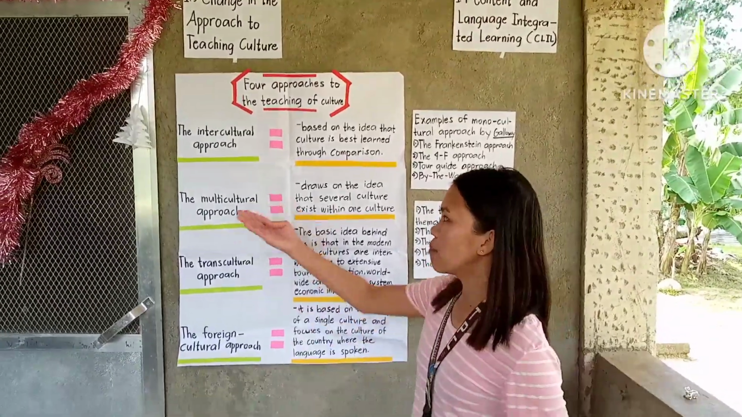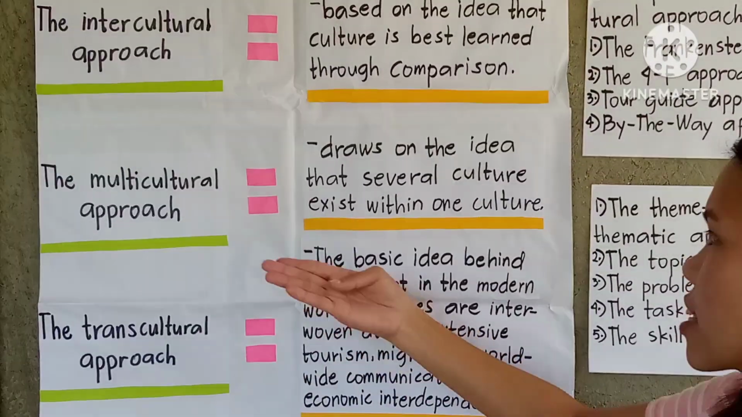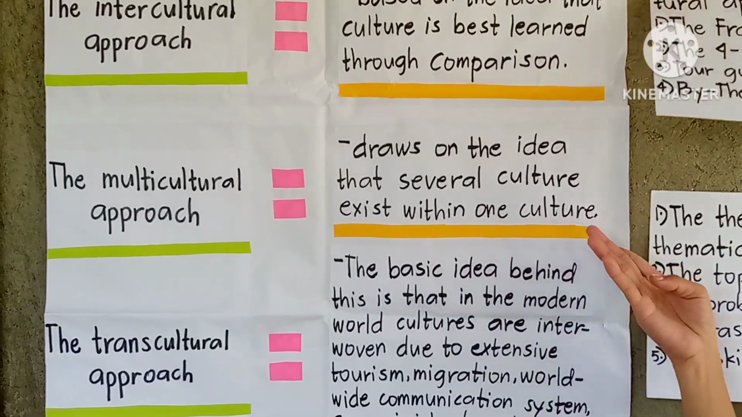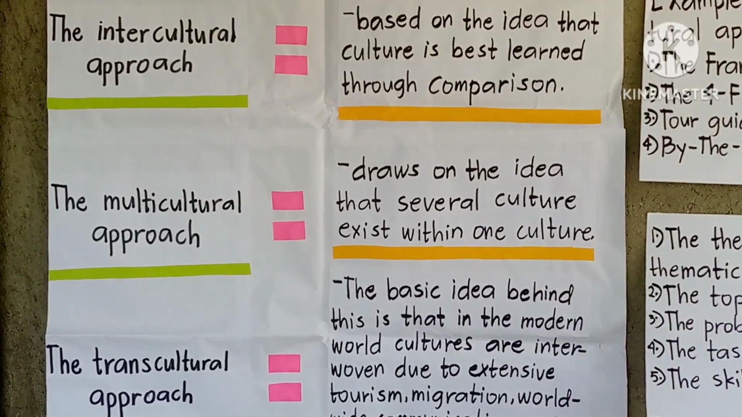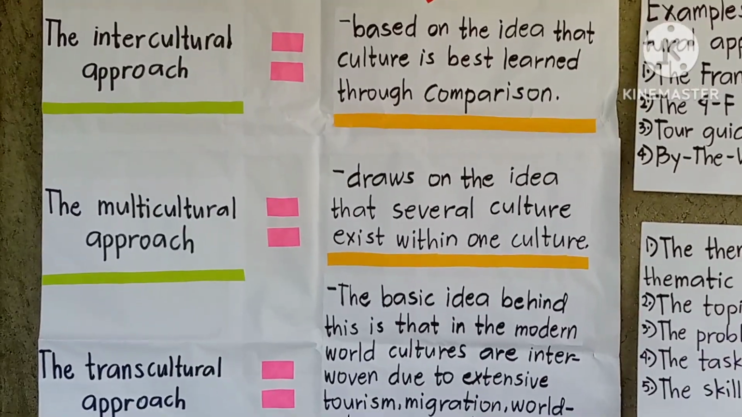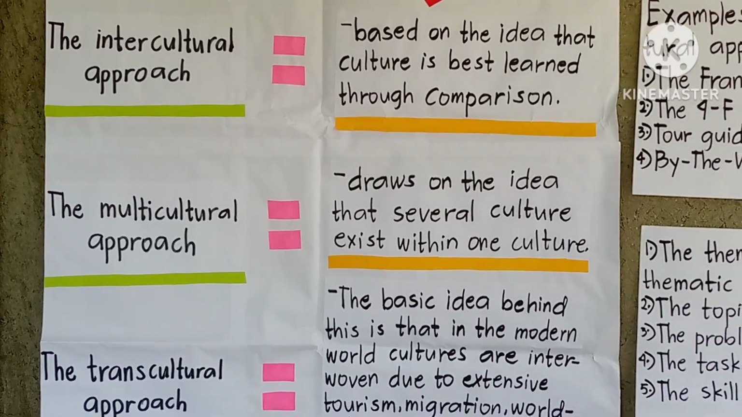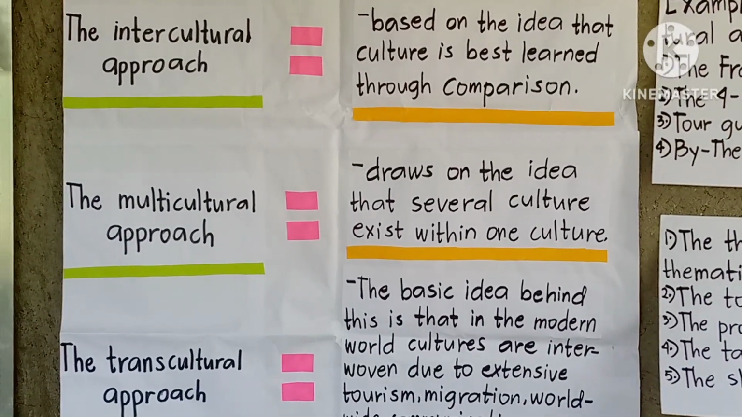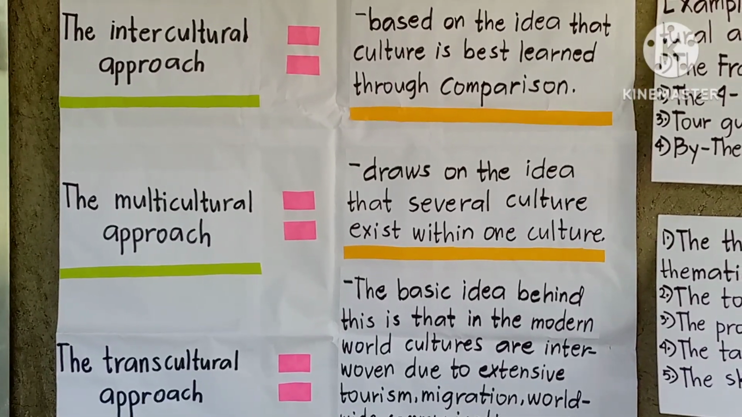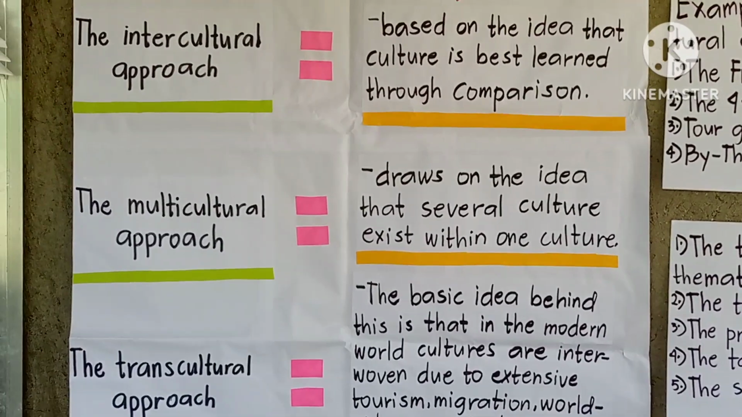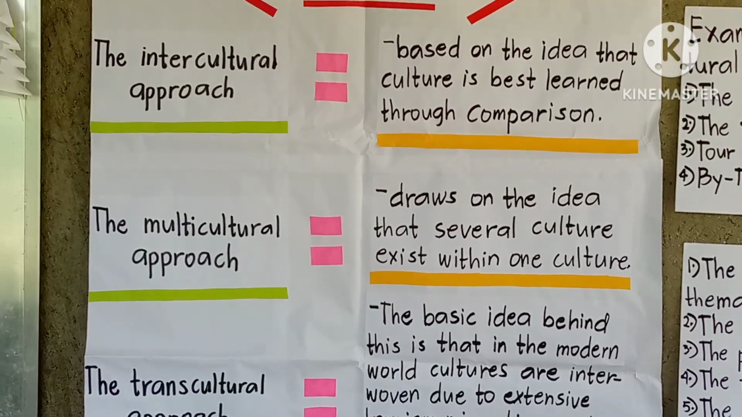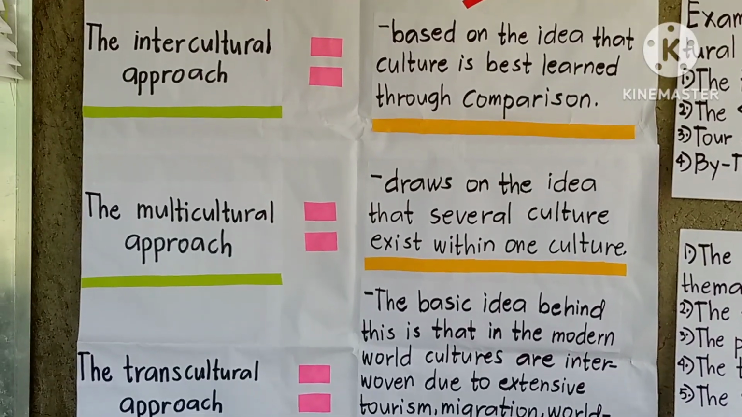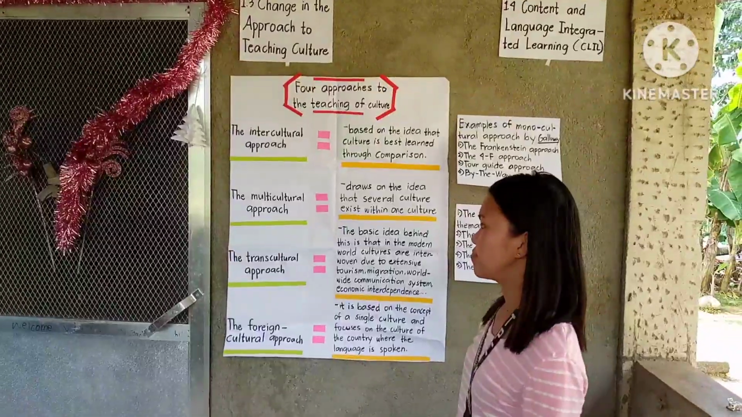And the second one is the multicultural approach. The multicultural approach draws on the idea that several cultures exist within one culture. It includes a focus on the ethnic and linguistic diversity of the target country or countries as well as the learner's own. Multicultural education is an approach to teaching and learning that seeks to empower individuals so that they may function in a global society. So that is what we call the multicultural approach.